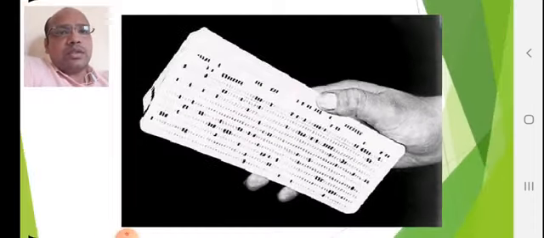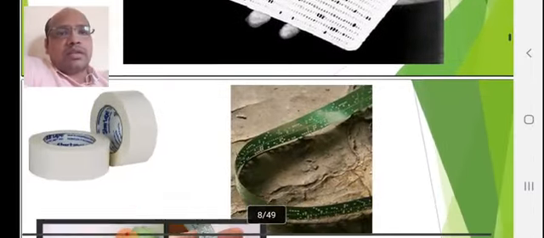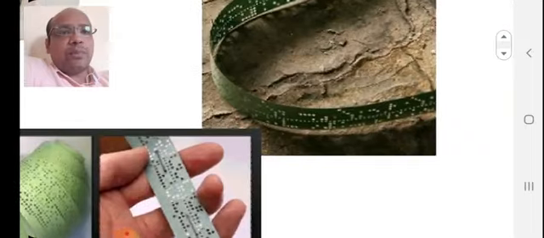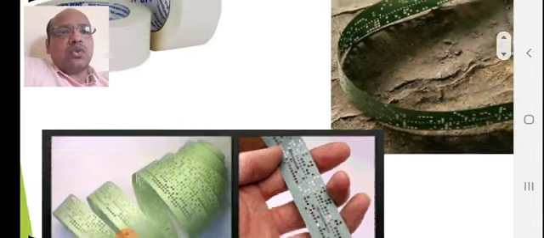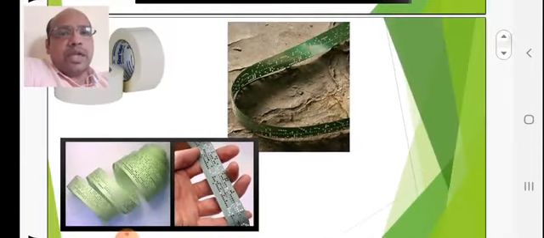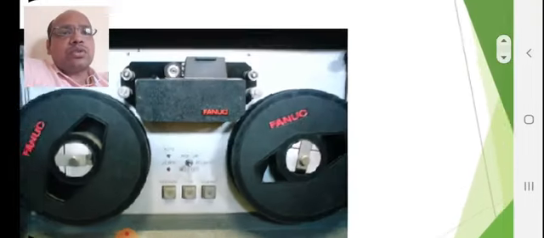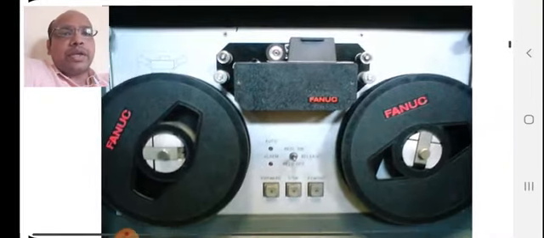So this punch tape uses a punch card. Its picture is shown in this figure. This is a punch card, you can see here. Then there are some pictures of punch tape. There are different types of punch tape. There are also advanced punch tape that you can see. This diagram shows a punch tape reader.